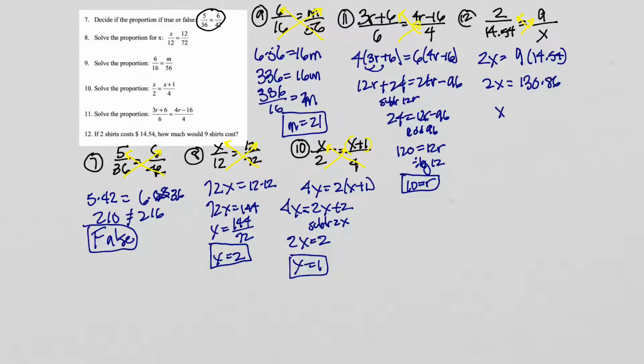Now I'm going to divide by 2, right, to isolate the x. And when I did that, I got 65.43. So it's a word problem. So what was X? Follow it all the way back. I got the same units on the bottom and the same units on the top. So I got dollars on the bottom. So this is dollars. So the question is, how much would 9 shirts cost? Well, 9 shirts is going to cost us $65.48.